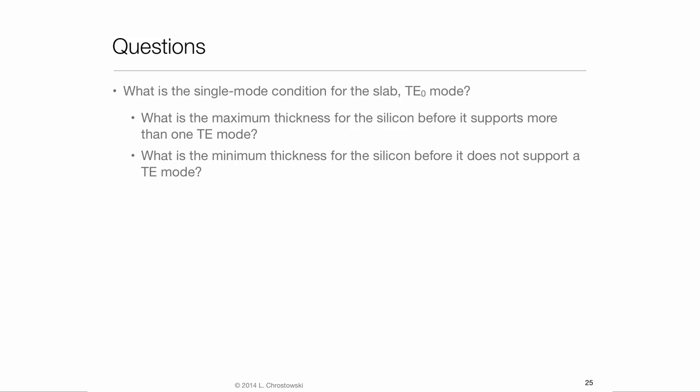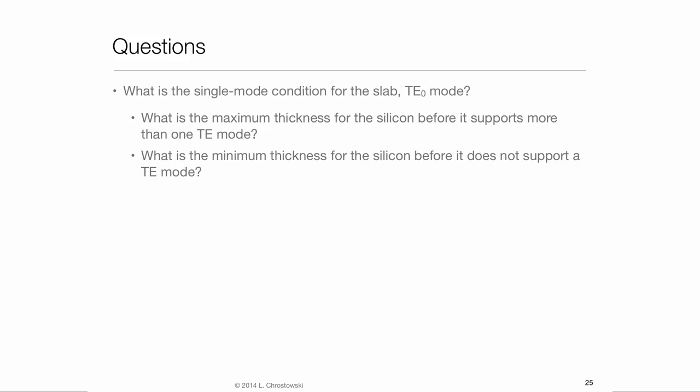With such calculations, it is useful to ask an important question. What is the single mode condition for the slab? This question is answered by two sub-questions. The first is what is the maximum thickness for the silicon before it supports more than one mode? The second is what is the minimum thickness of the silicon before it does not support a mode at all?